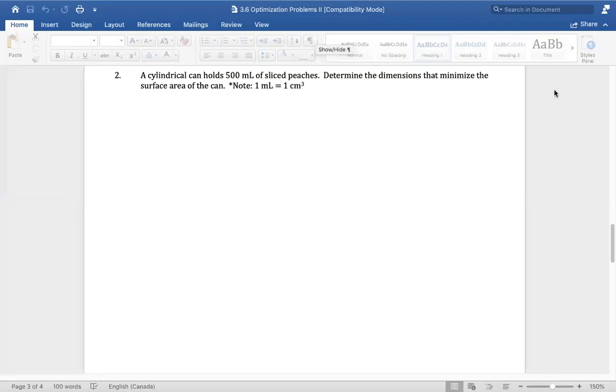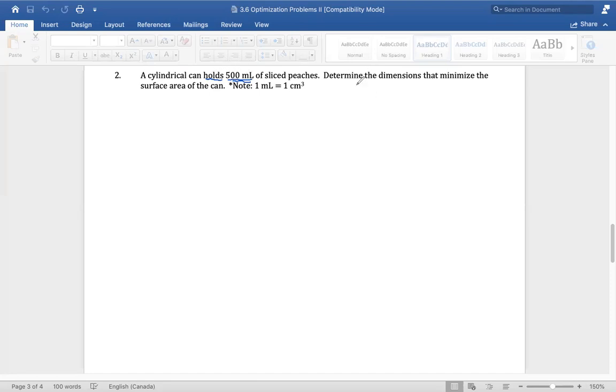So let's finish off this second and last example for optimization problems. Now I have a cylindrical can and it can hold 500 milliliters of sliced peaches. Hopefully when you're reading that, a keyword here would be "hold," right? It's holding 500 milliliters of sliced peaches. That would be talking about volume, right?